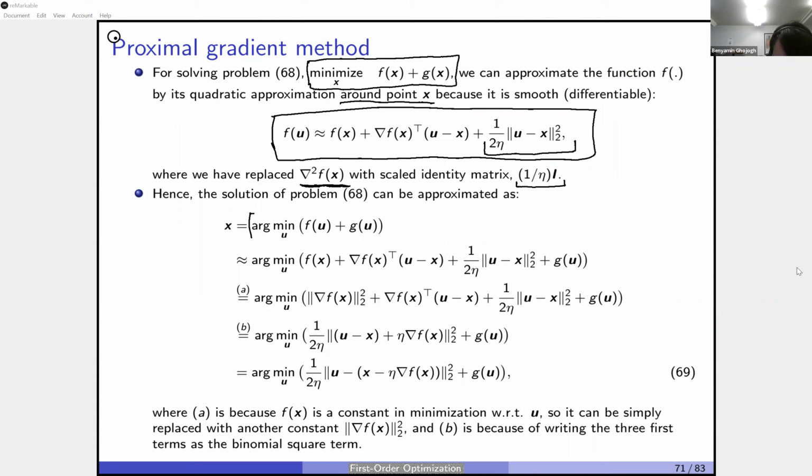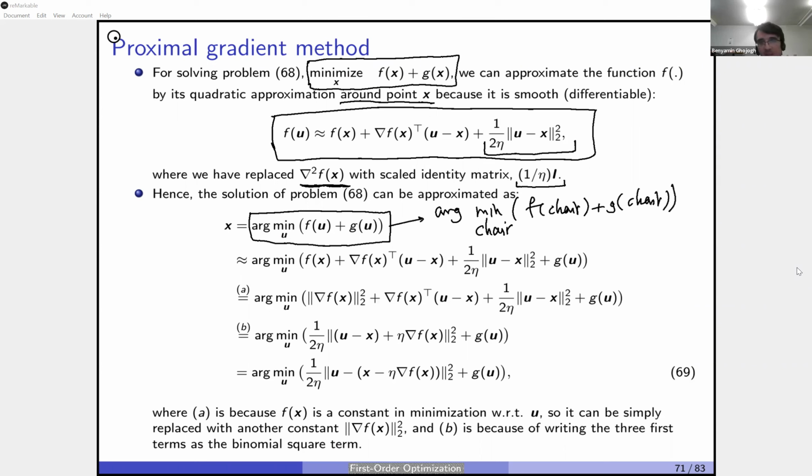So this is the optimization problem, argmin of f plus g, but we are making a change of variable from x to u. Why can we do that? Because it's a dummy variable. You can say argmin of f of anything plus g of anything; we don't care about the name of the variable. So here, argmin over u of f of u plus g of u, and then I'm replacing f of u with the Taylor approximation that we talked about. We'll have this.